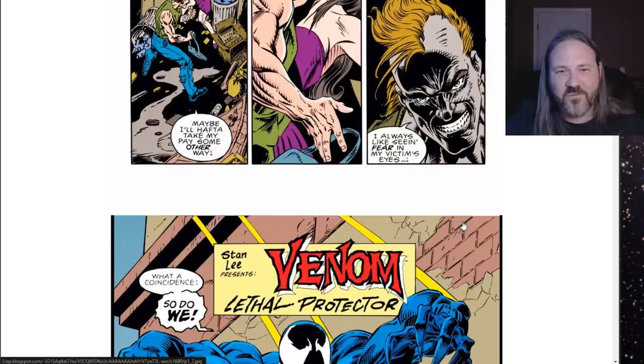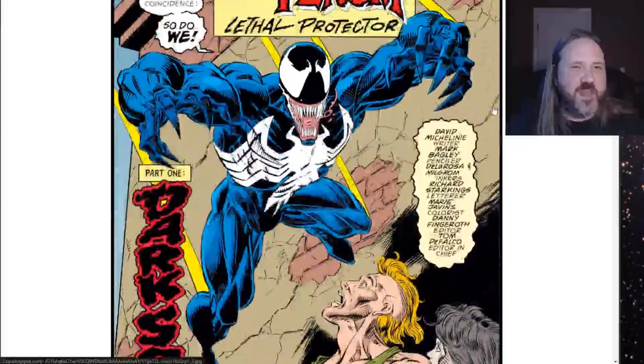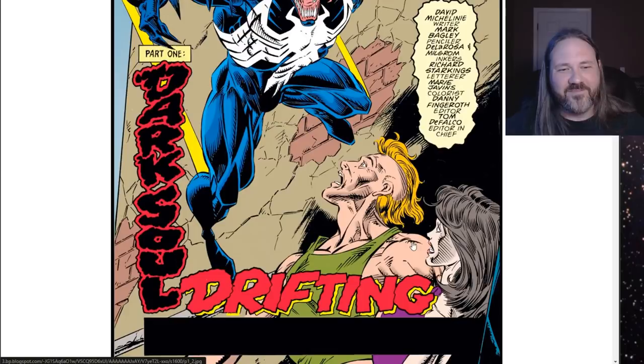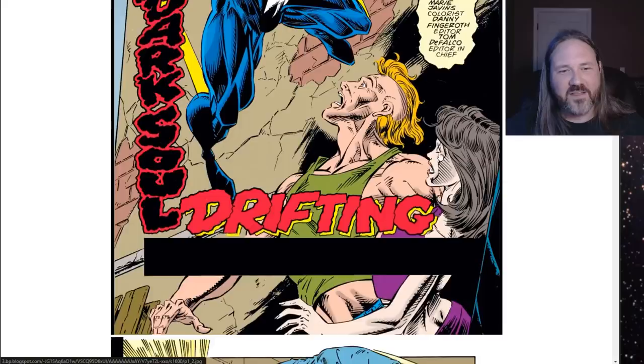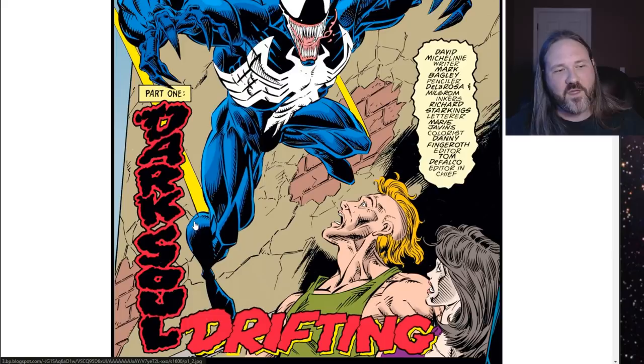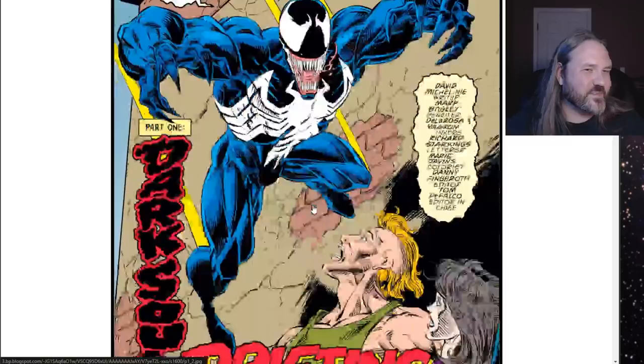Stanley presents Venom. What a coincidence. So do we. Now we have action. He's springing forward. And then we have a reaction. What? He's afraid. And she's also still afraid and surprised. This is another thing I like about 90s comics. Look at his calf muscle. Look at the exaggerated proportions that they used on all these 90s characters.